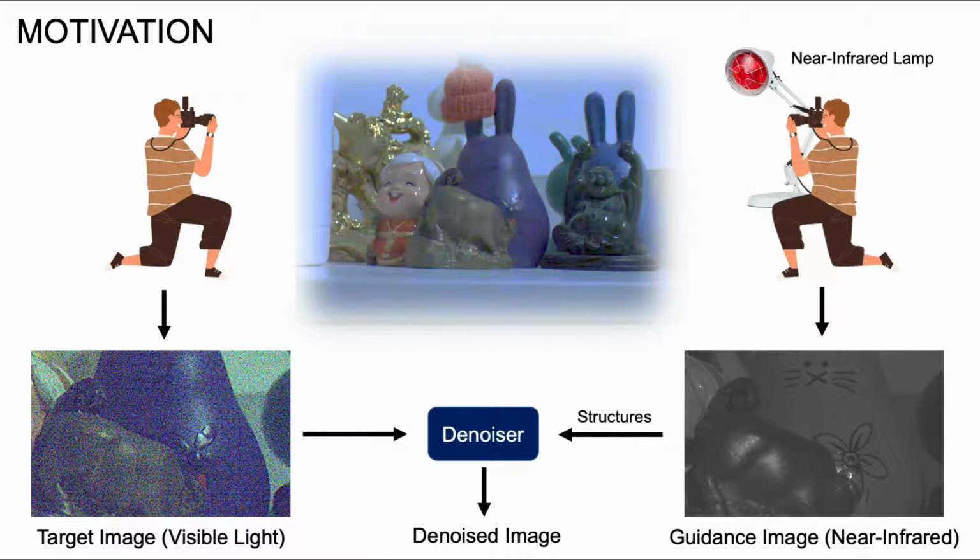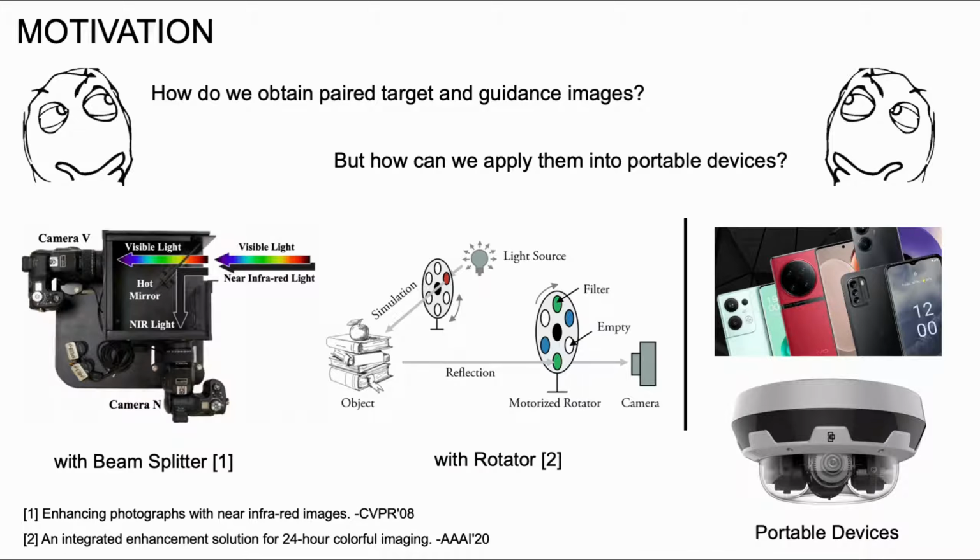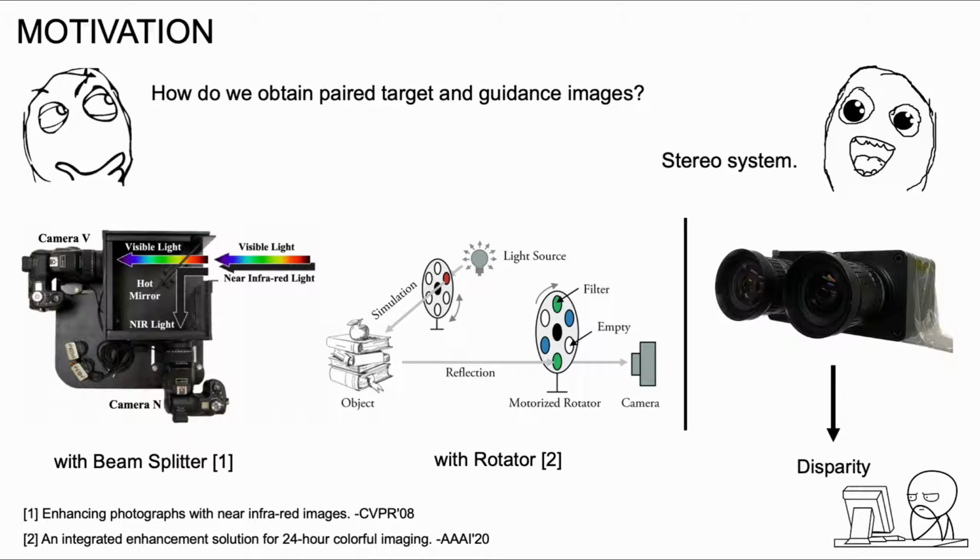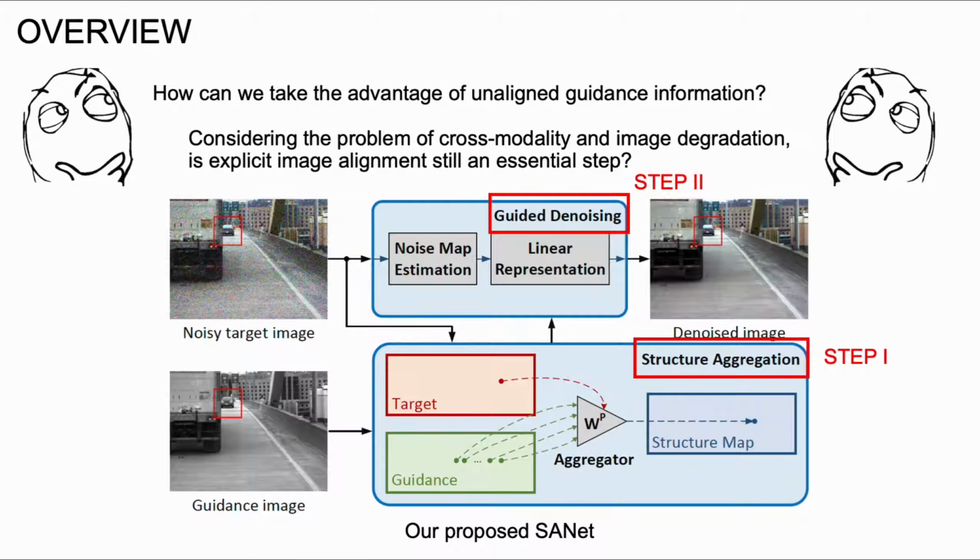But if we can capture an extra clean image, which is usually from a different spectral band like near-infrared, it can be used to guide the denoising process for better structure reconstruction. Previous studies on guided denoising basically require the input images to be well aligned. However, considering the application in portable devices such as smartphones, a more practical way is to use a stereo camera system, but the input images will have disparities. To exploit the unaligned guidance information in this work, we propose a novel two-stage guided denoising framework.